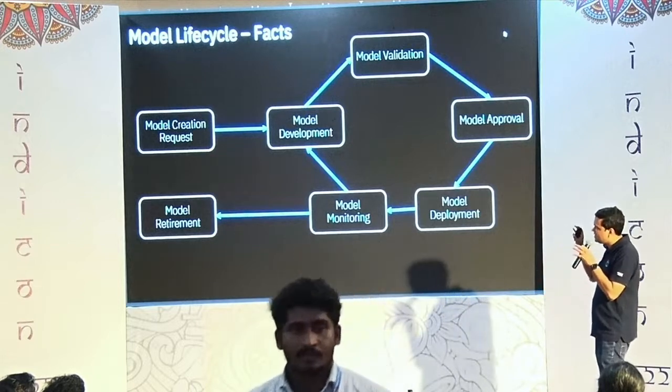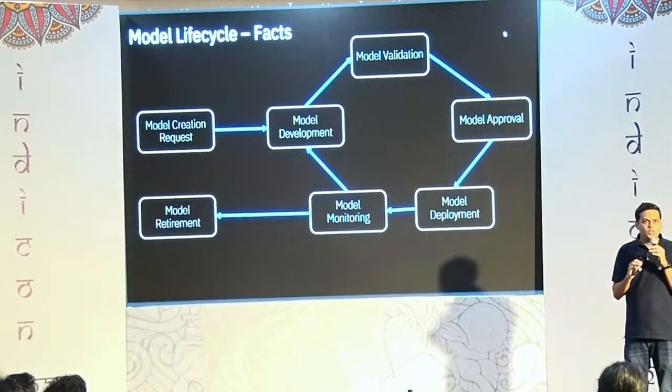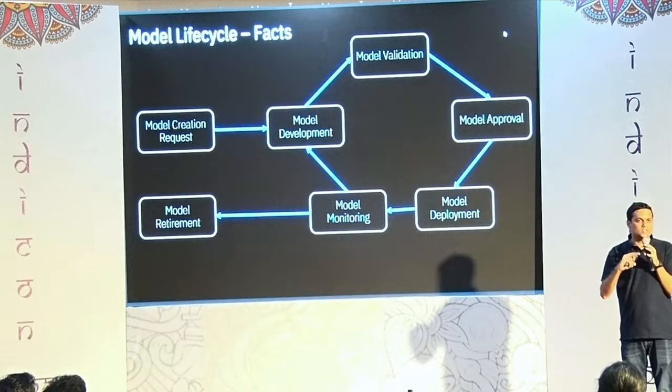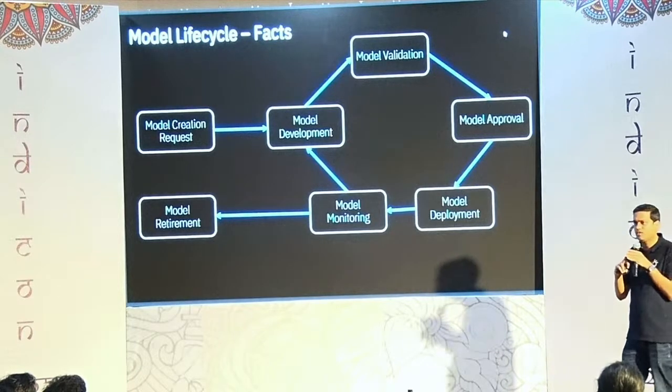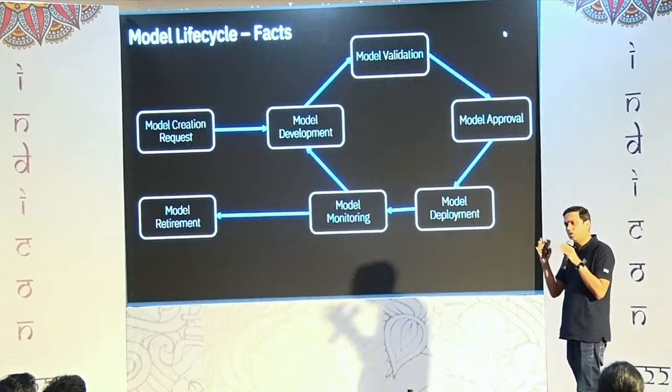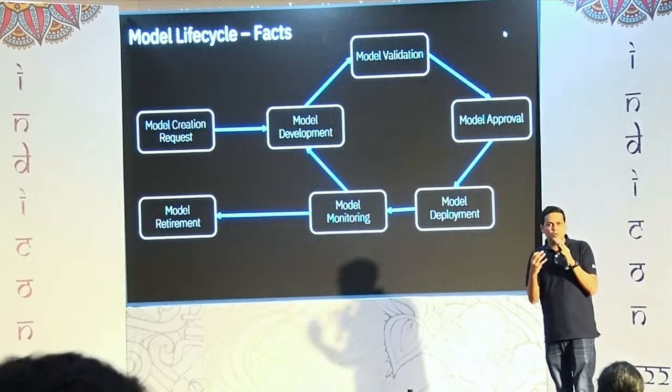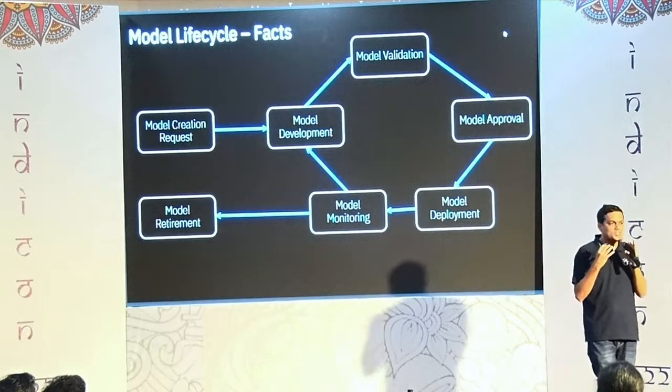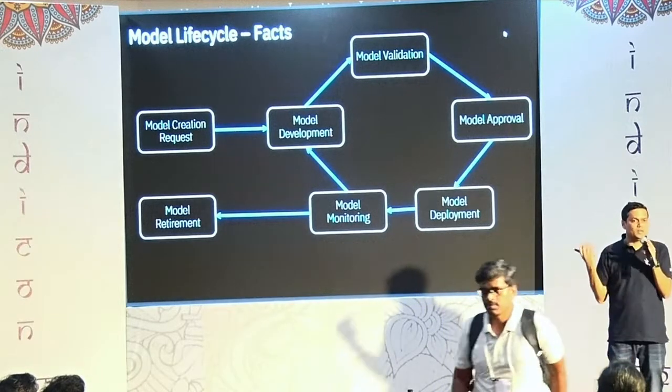But with this, at what stages do you think we should check for things such as fairness, explainability, drift detection, quality monitoring? Any thoughts on when, if you were responsible for this entire life cycle, at what stage would you want to test these kinds of metrics?